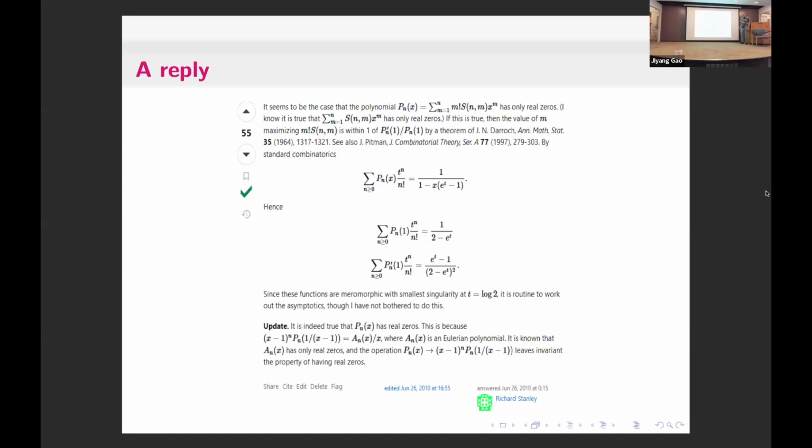So if we could prove that this polynomial had real zeros, we would be able to estimate P_n'(1) over P_n(1) using Darroch's theorem. And a little after that, someone updated this reply with a simple transformation that preserves having real zeros and converts P_n(x) to the Riemann polynomial. So indeed, P_n(x) does have real zeros, and we can apply Darroch's theorem.